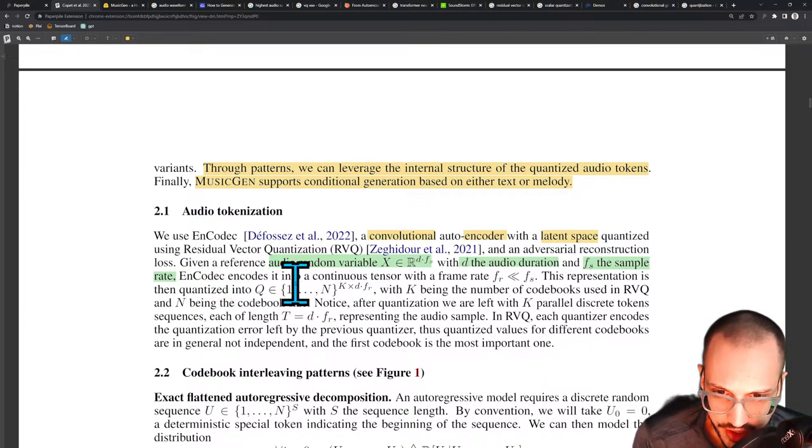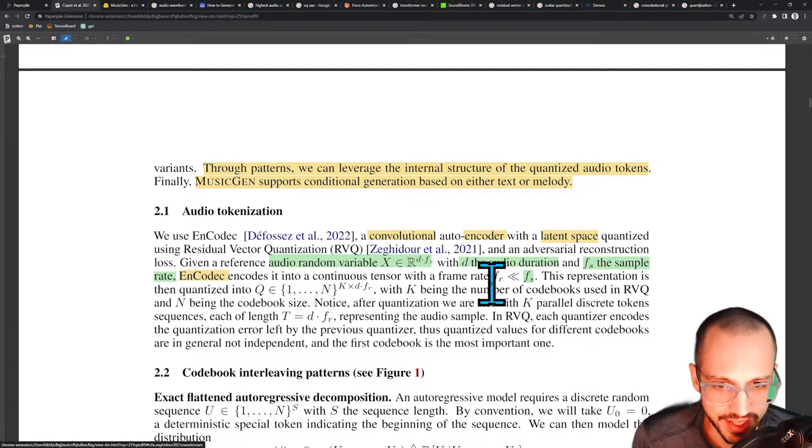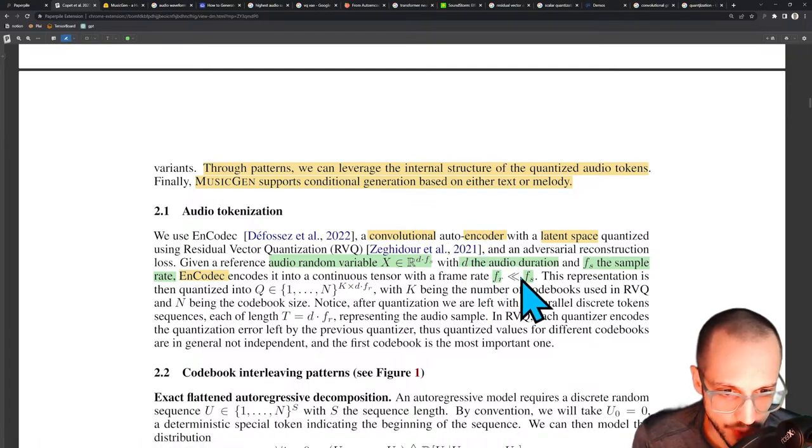Encodec encodes it into a continuous tensor with a frame rate of FR less than FS. So FS is 32,000, but you're not going to be able to deal with that much information. So you're going to use this Encodec encoder, which is going to turn it into a sequence of tokens. And there's a whole lot less of them per second. And that's what they're saying here, right? FR is way less than FS.